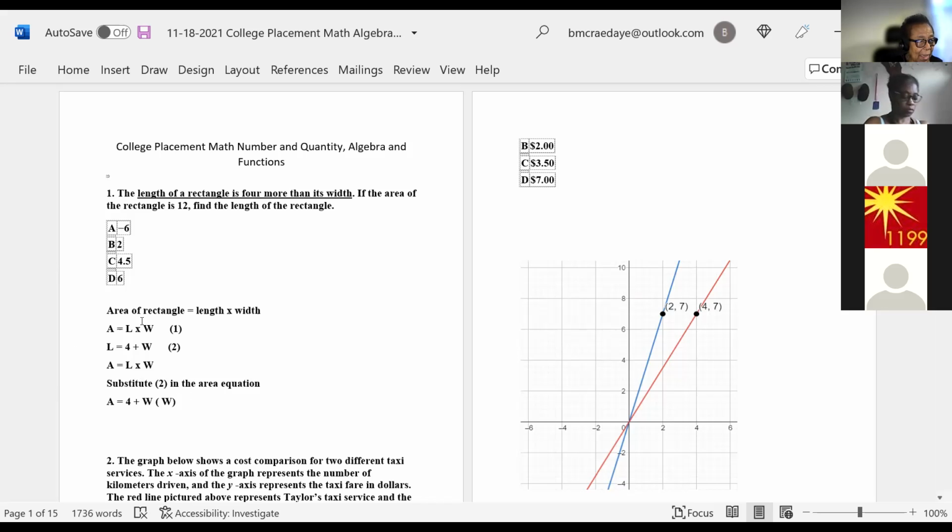So my area, which is length times width, for length I put 4 plus W. Now I have just my W here, and this W is multiplied by 4 plus W. Now we know our area is 12, so let's put 12 there for our area. So Maureen, what's 4 plus W times W? 4W. Right, 4W. And what else?